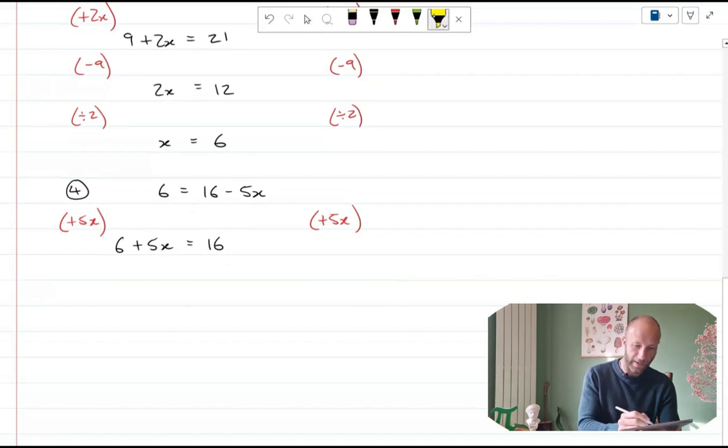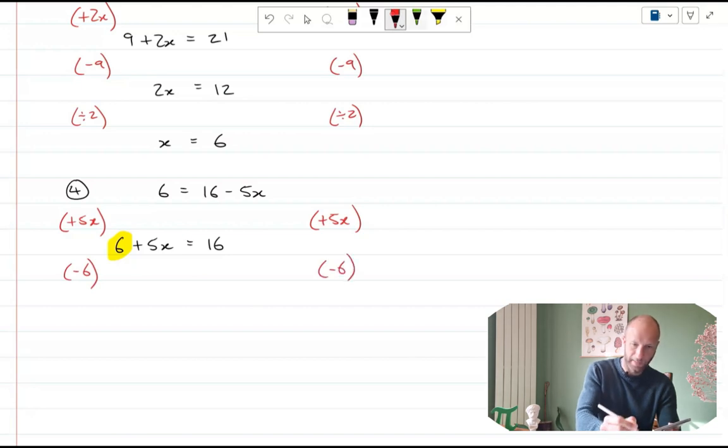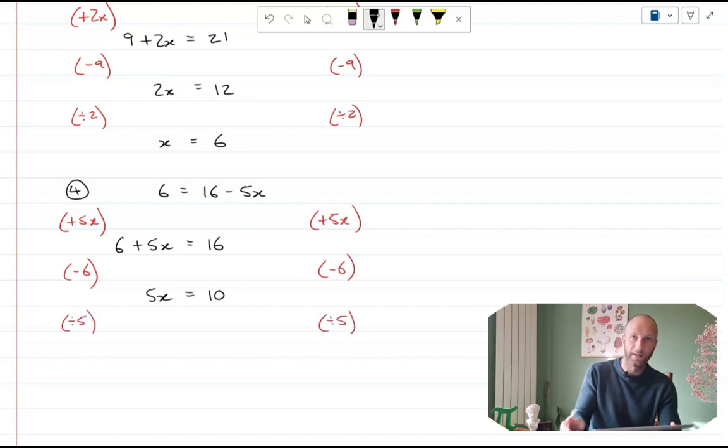Then I need to get the 5x by itself, so get rid of this 6. To do that, we're going to subtract 6 from both sides. So we'll have 5x on the left, and then 16 minus 6, which is 10, on the right. To get rid of our multiplication by 5, we'll divide by 5 on both sides. 5x divided by 5 is x, which cancels the multiplication by 5, and then 10 divided by 5 is just 2, so x equals 2.